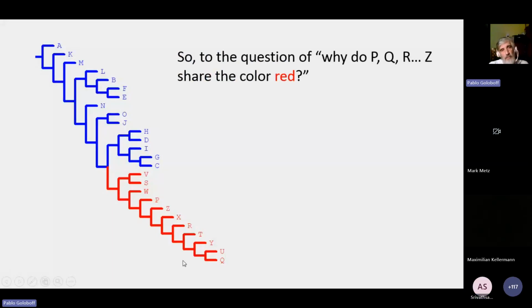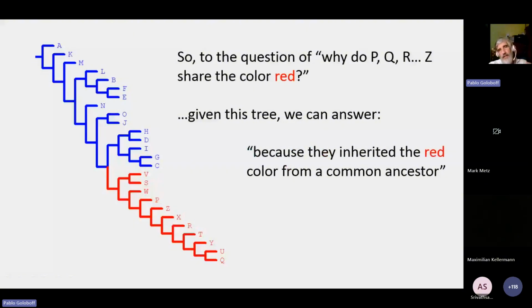So if we have some species with a red color, some species with a blue color, the thing we want to explain would be why the species P, Q, R, etc., all the red ones, share the color red. That's the observation we want to explain. And given this tree, we can answer because they inherited the red color from a common ancestor. It's as simple as that.